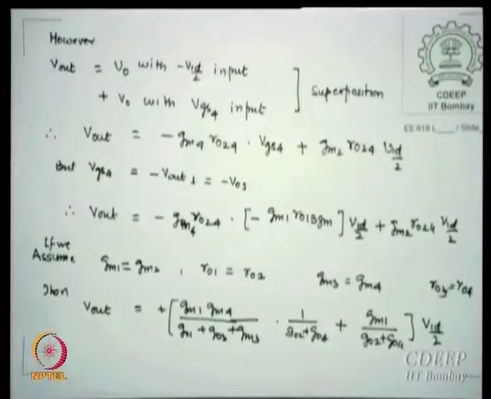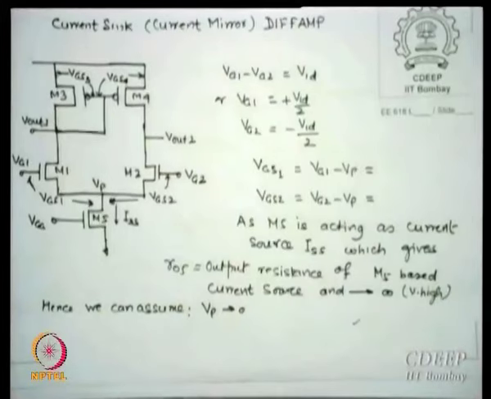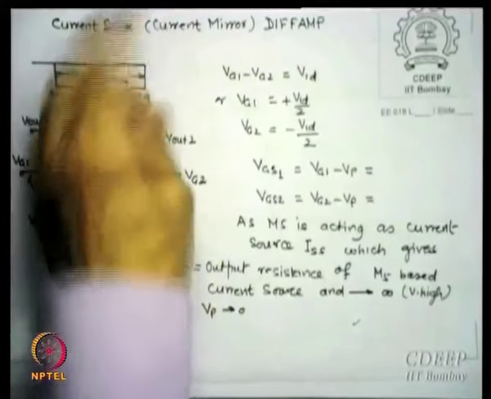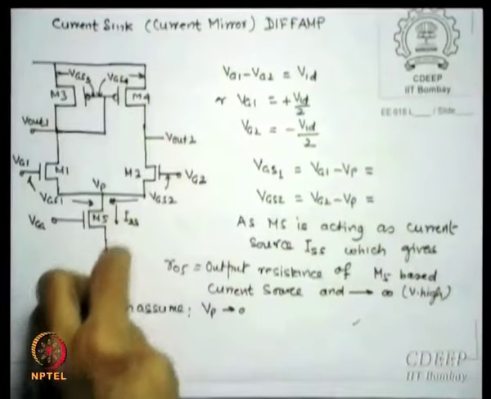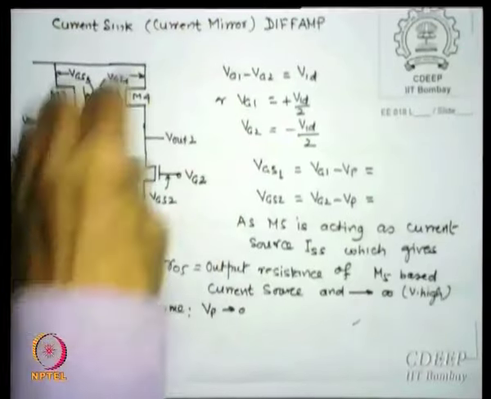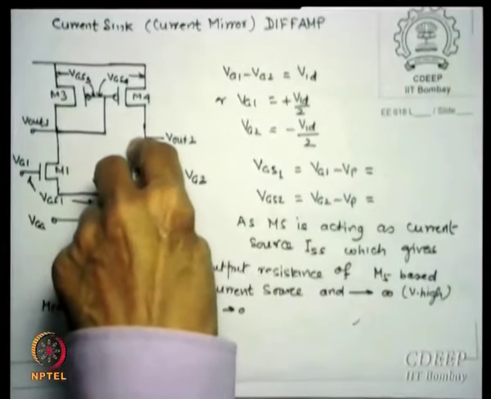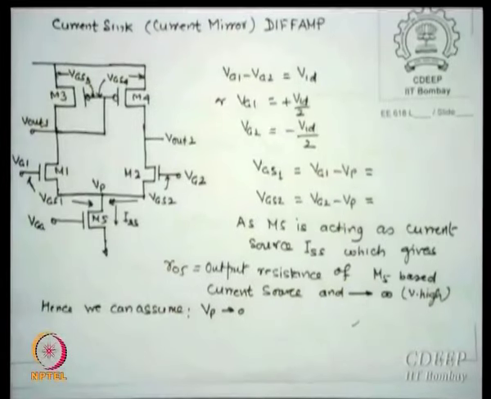I repeat what I said. If you see the circuit, these are the only output resistances in parallel: RO due to this, RO due to this, which are at this node. Is that okay? The ROs here at the output are both in parallel, because this is ground for AC, this is ground for AC, this is ground for AC. So these two resistances are in parallel for this node. Is that correct? As I said, since M4 is not diode connected, the ROs will dominate. GM4 is almost infinite kind of thing.